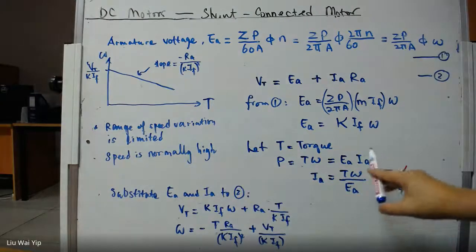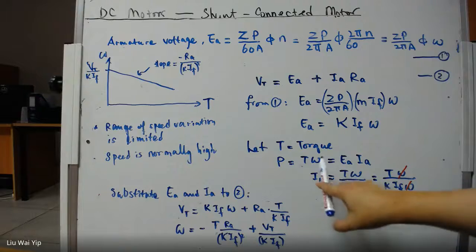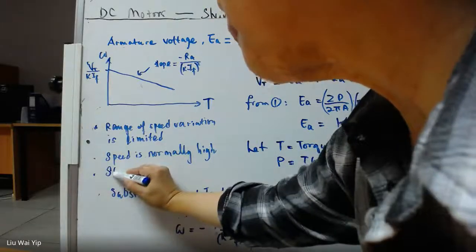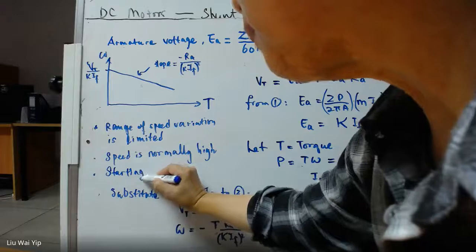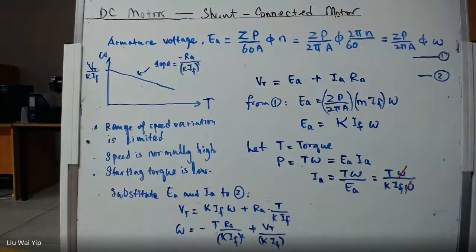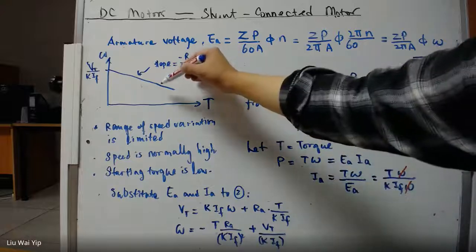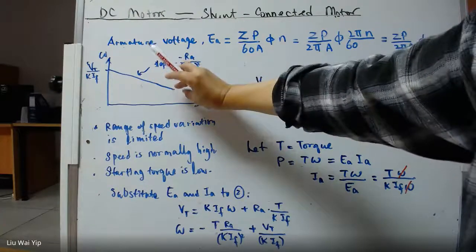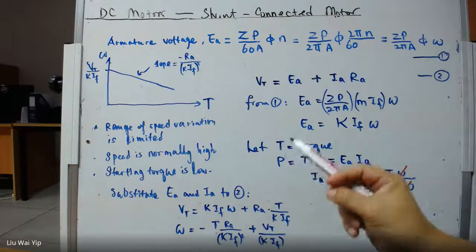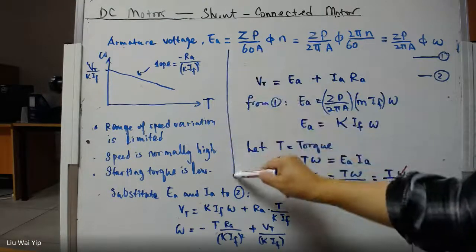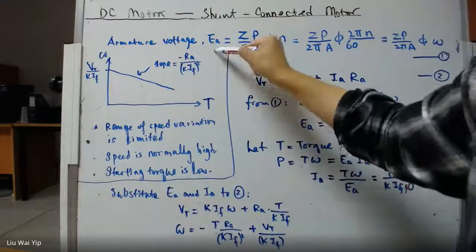According to the formula here, if the speed is high, then there has to be some compensation. The starting torque has to be low. You can see it from here, even if the speed is very low, the torque is still very small. So this is the very basic conclusion, the basic characteristic of the shunt-connected motor.